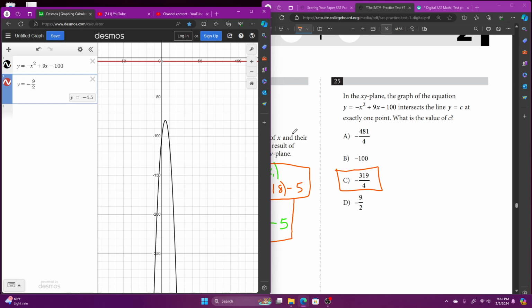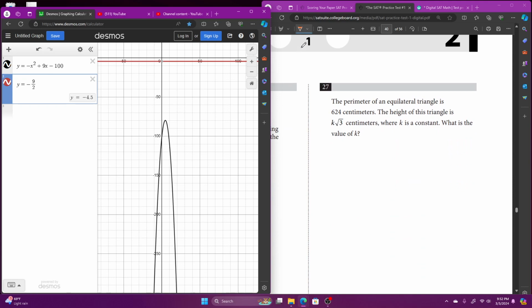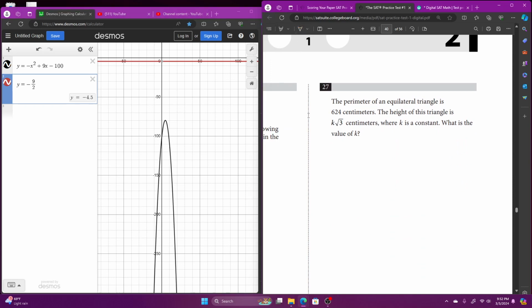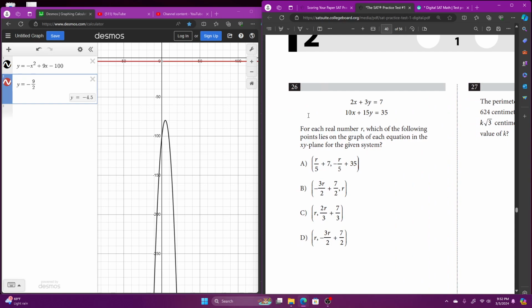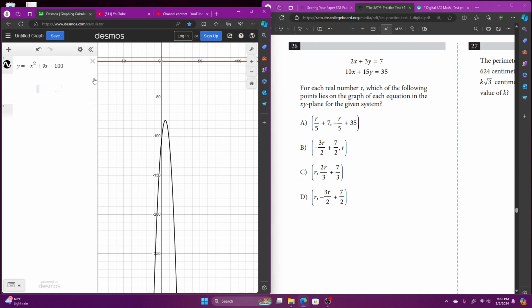And I'm just going to go ahead and finish up questions 26 and 27 so that we're done with the first half of the math practice here. Question number 26. For each real number r, which of the following points lies on the graph of each equation in the xy plane for the given system?